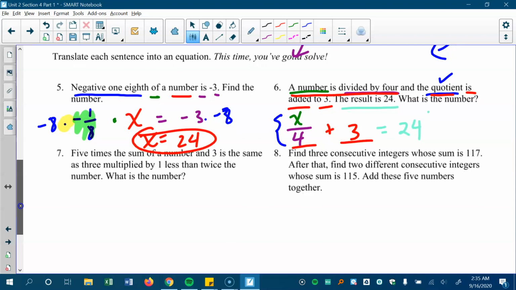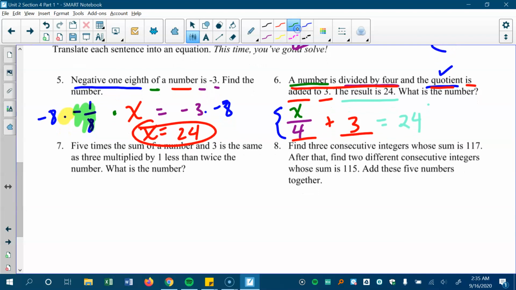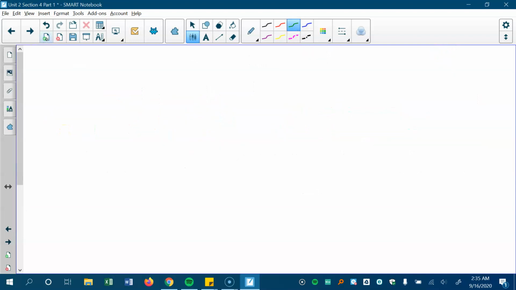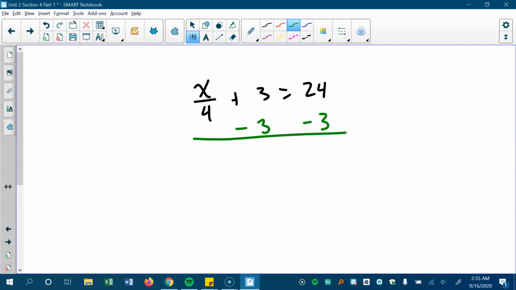Alright, and now we have to solve that. I'm going to go to a new page here. The way I would solve this is x over 4 plus 3 equals 24. I need to do GEMS, the order of operations, backwards. Usually I do division and multiplication first, and then addition and subtraction last. Here I'm working backwards, so I do the subtraction first, and I get x over 4 equals 21.